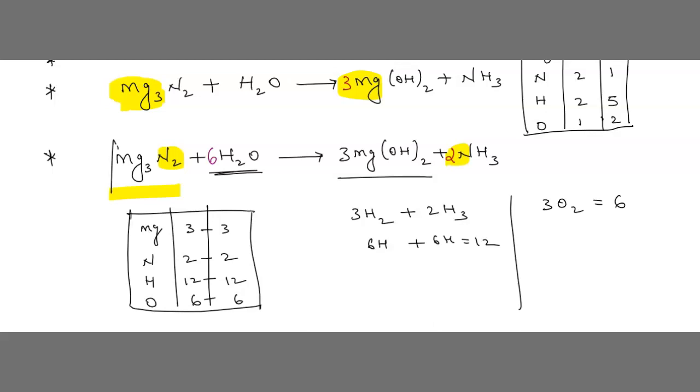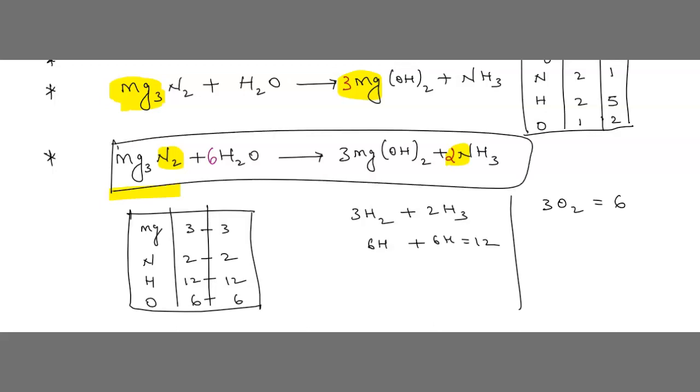Yes. Now this equation is known as balanced chemical equation. Now this equation is balanced chemical equation. That is Mg3N2 plus 6H2O gives 3 Mg(OH)2 plus 2NH3. Understood? Is this clear?